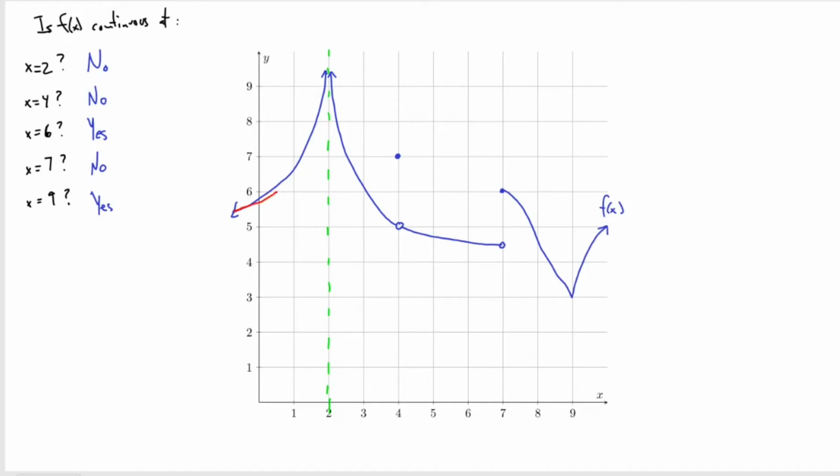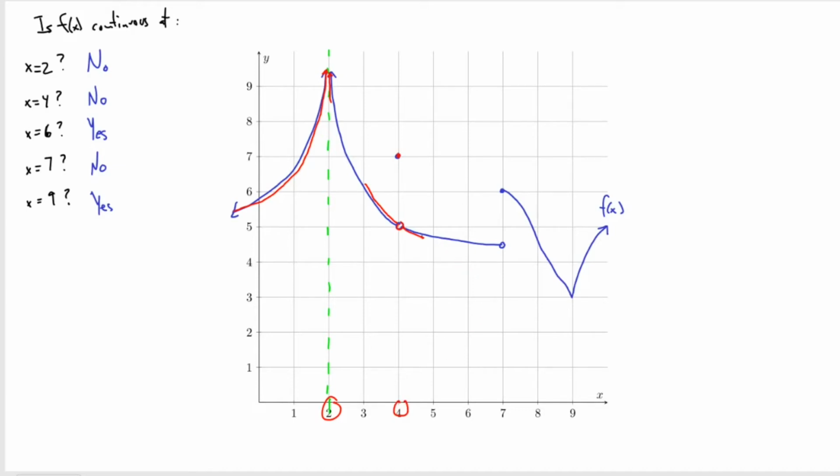Here I go. I'll try to stay on this line, but I'll do terribly. I can't get from just less than 2 to just past 2 without picking up my pen, and so it's discontinuous at x equals 2. Same thing, as I go here, I have to pick up my pen to jump to the value at 4, so it's discontinuous at x equals 4.